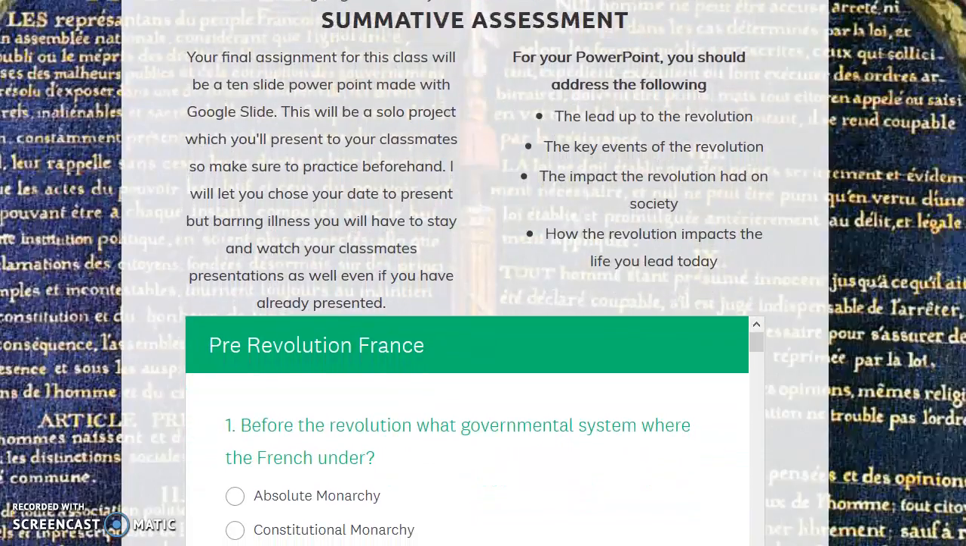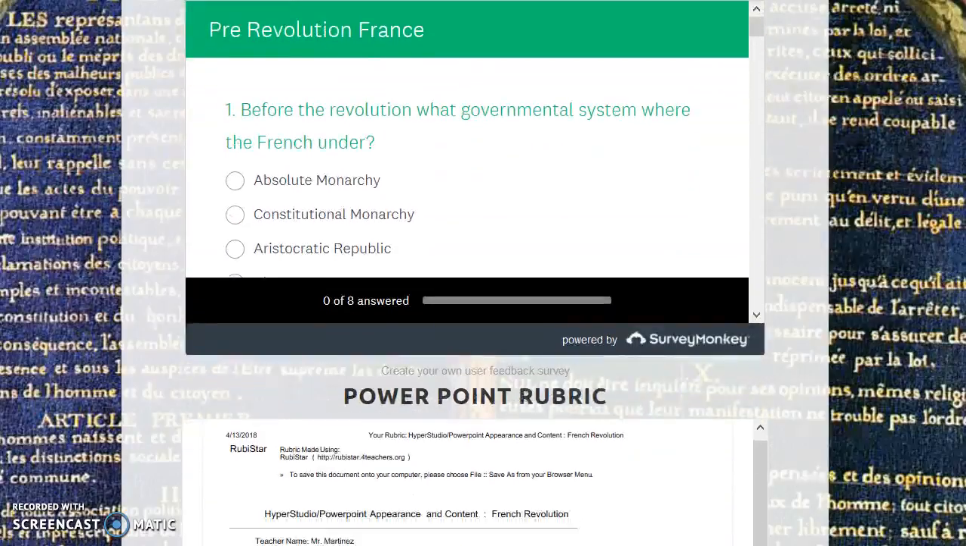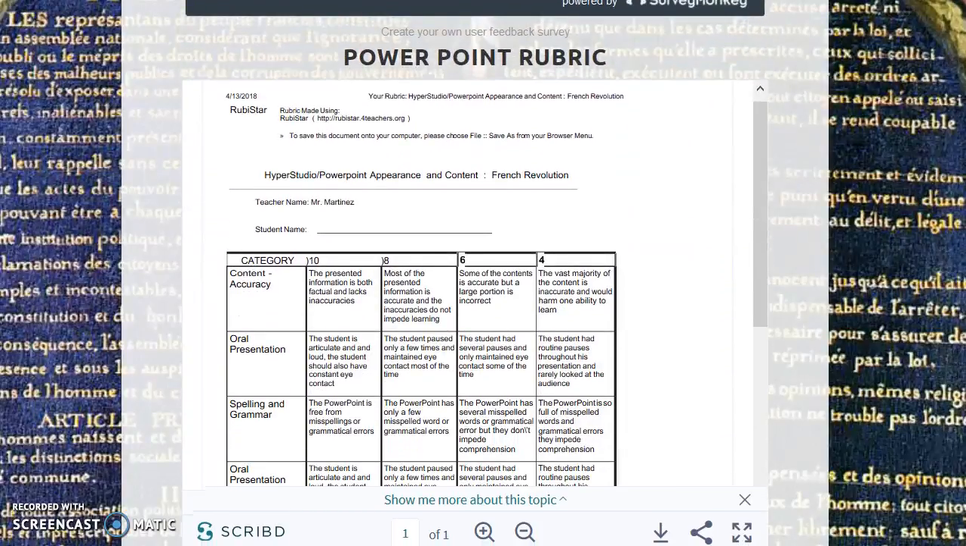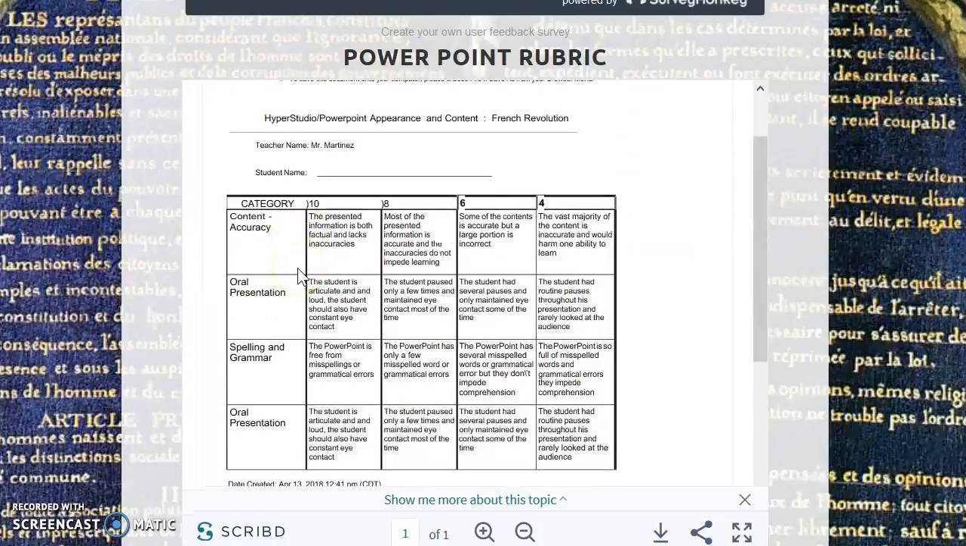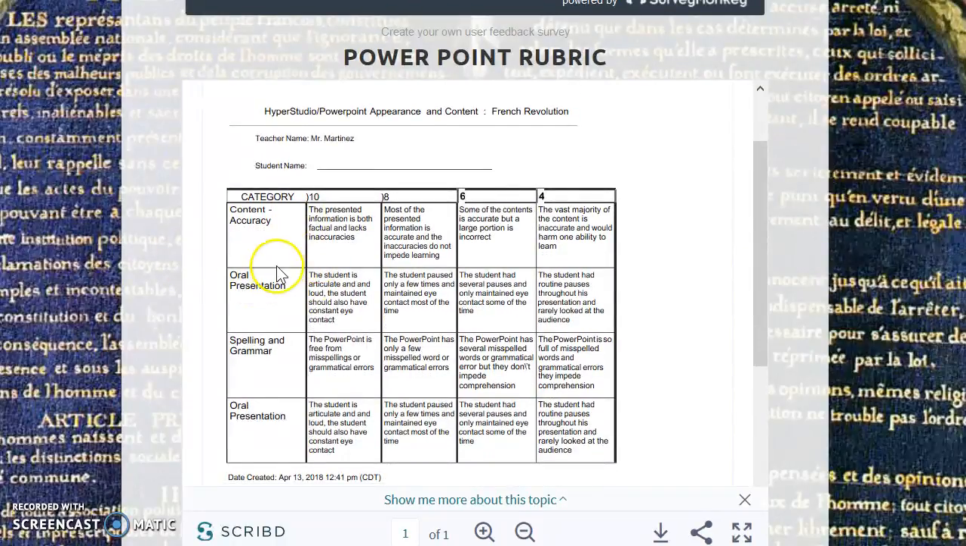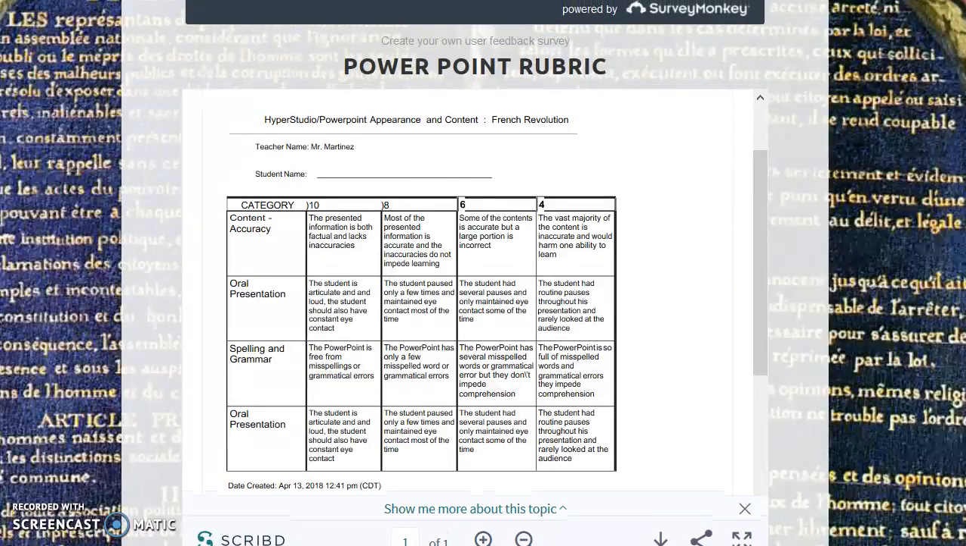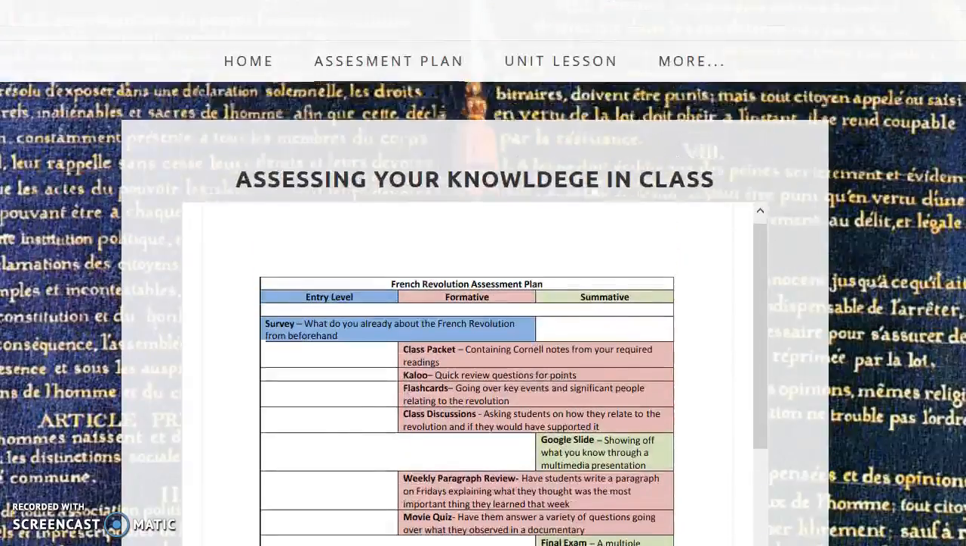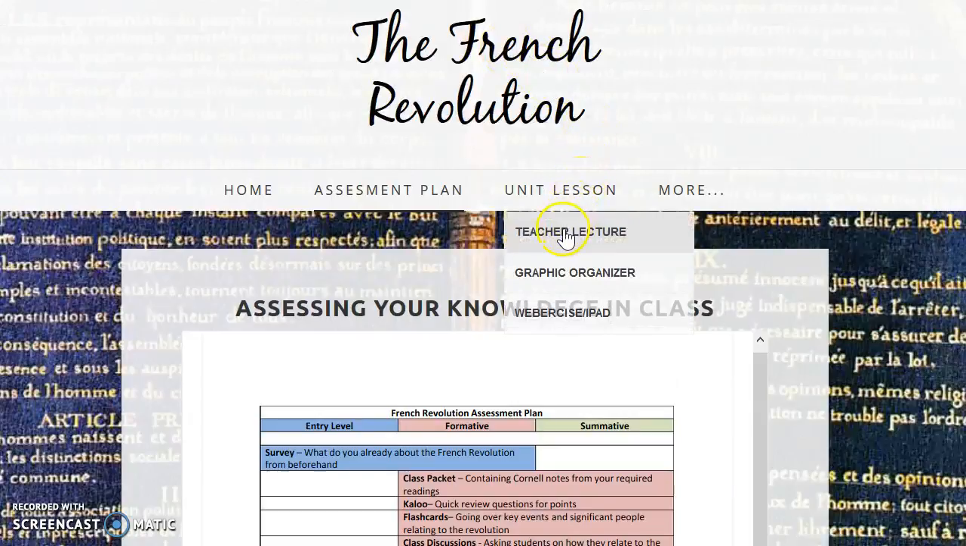So, the presentation. The presentation should cover the following key points: the lead-up to the revolution, the key events of the revolution, the impact the revolution had on society, and how the revolution impacts the life you lead today. And here's the rubric for the PowerPoint. Nothing special. Basically, the key thing is what you do in any other PowerPoint. Just be accurate, be a good presenter, make sure you don't have spelling and grammar mistakes, and speak loudly. Now, moving on from that, our unit lessons.